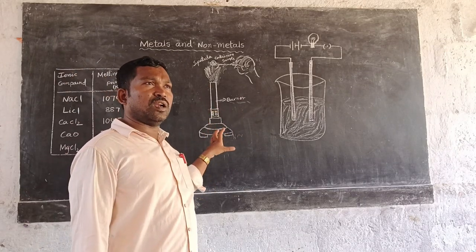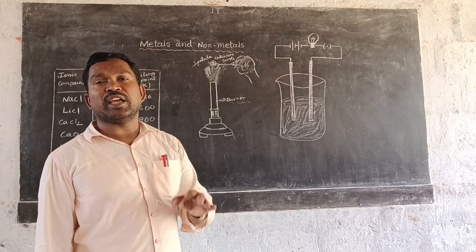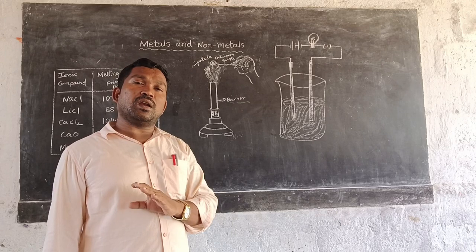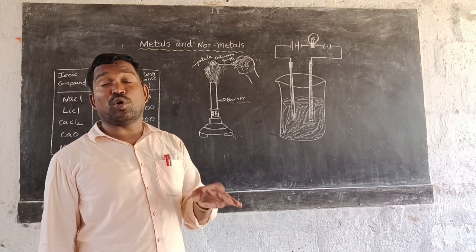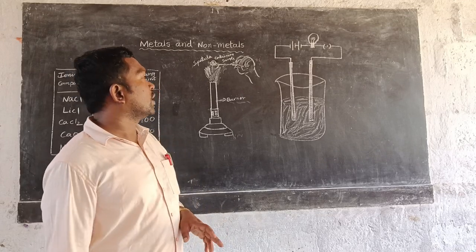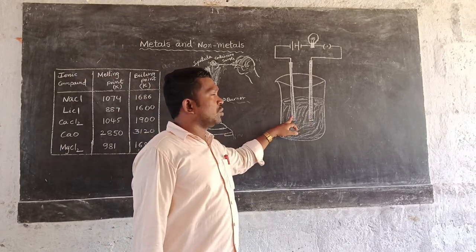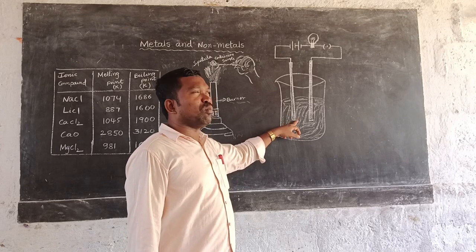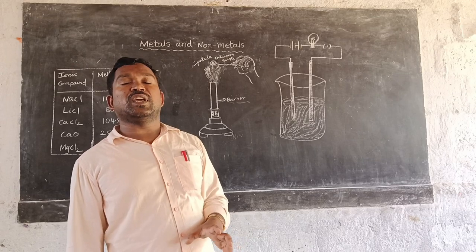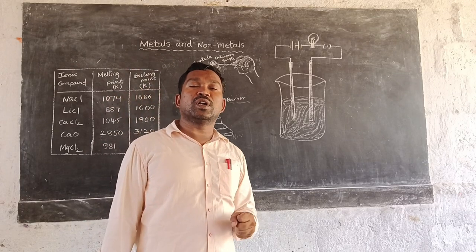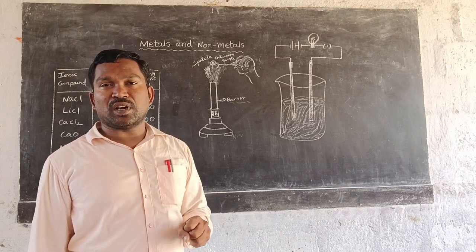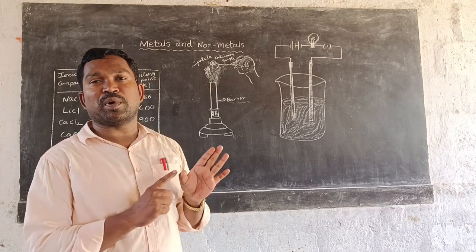All ionic salts are good conductors of electricity in the molten state. Directly, ionic compounds are bad conductors of electricity, but in the molten state, all ionic compounds are good conductors of electricity. Between these electrodes, take ionic salts in the molten state. Switch on the circuit, the bulb glows. This is the indication that ionic salts are good conductors of electricity. So these four are the properties of ionic compounds.